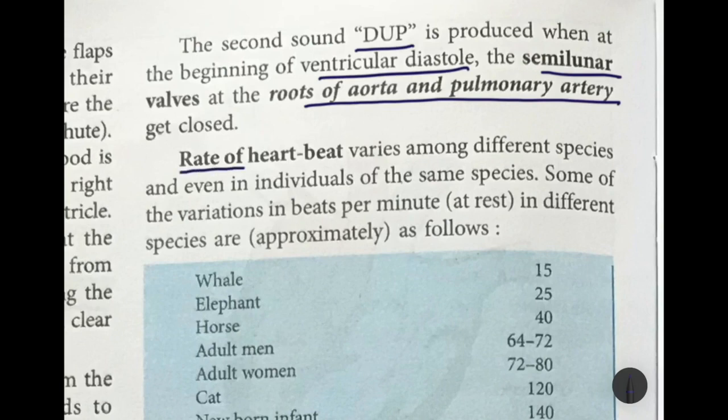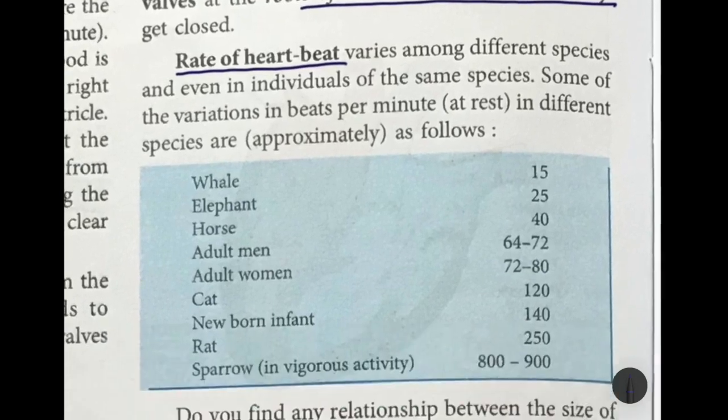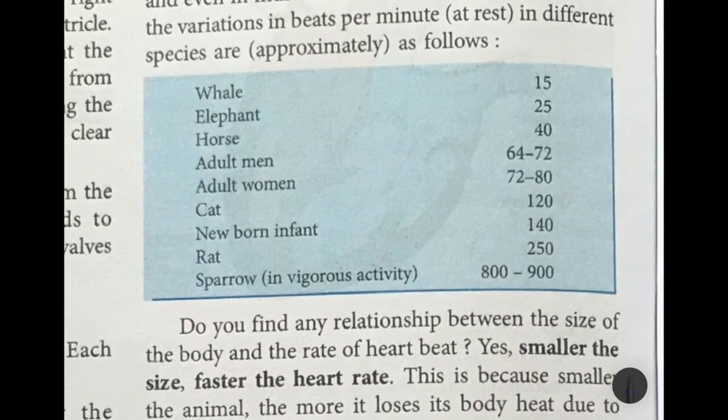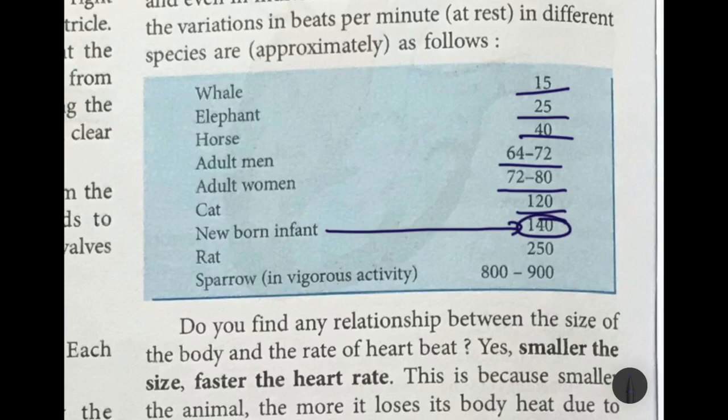So the rate of heartbeat is different for different species, and even in individuals of the same species it cannot be the same. Some of the variations in beats per minute at rest are different in different species. Okay, you don't have to go into detail, this is just for your information. Whale 15 beats per minute, okay, elephant 25, horse 40, adult men between 64 to 72, and women 72 to 80, cat 120, newborn baby, okay, 140, heartbeat is very fast, rat 250, and sparrow in vigorous activity when it is flying, about 800 to 900 beats per minute.